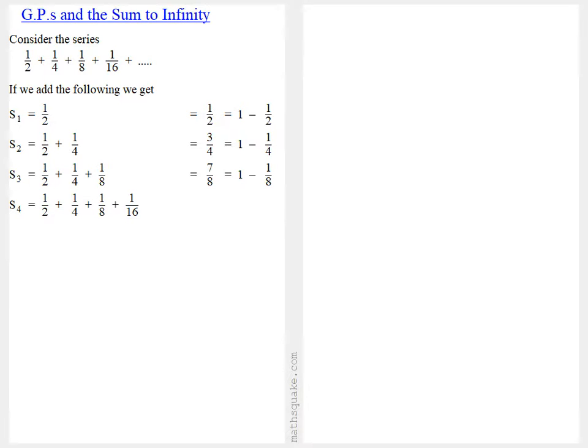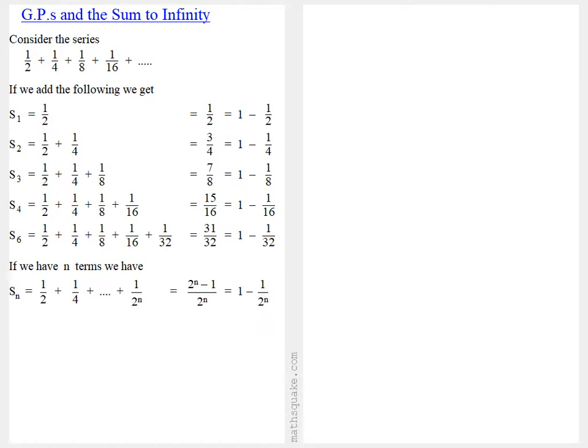S4 can be written as a half plus a quarter plus an eighth plus a 16th, which is 15/16 or 1 minus 1/16. S5 is a half plus a quarter plus an eighth plus a 16th plus 1/32, which is 31/32 or 1 minus 1/32. And if we've got n terms, Sn is a half plus a quarter and so on up to 1/2 to the n, which is 2 to the n minus 1 over 2 to the n, or 1 minus 1/2 to the n.